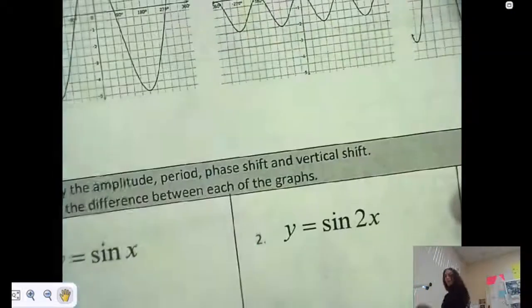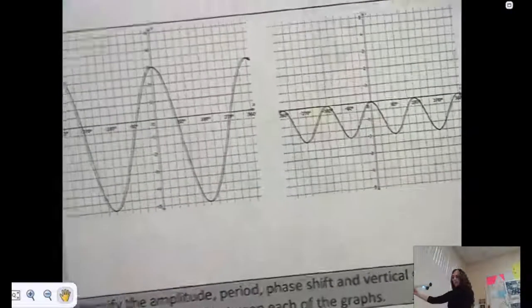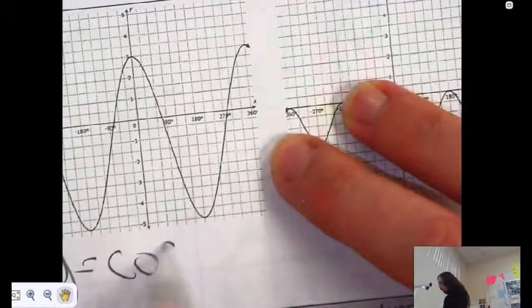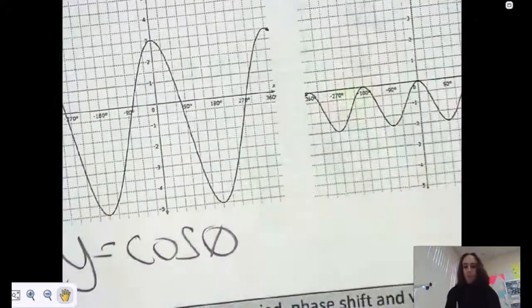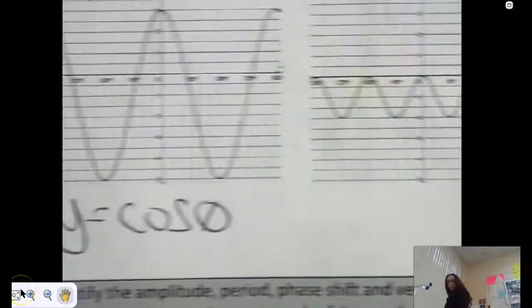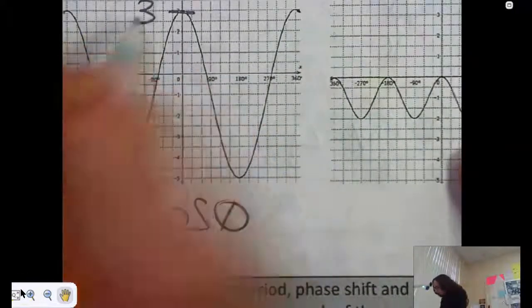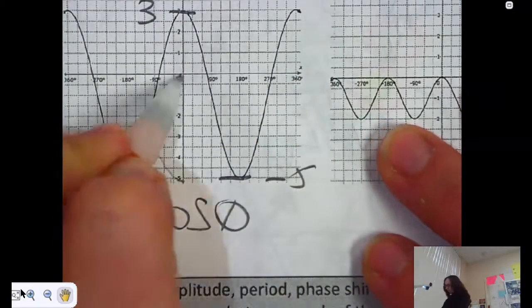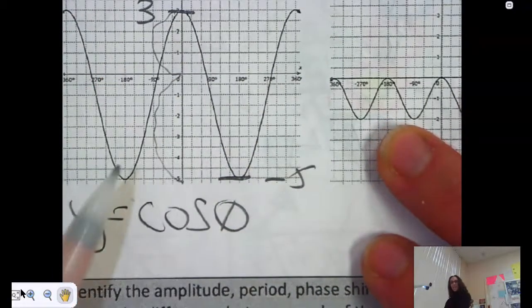Let's try another one. Let's look here. So y equals, it looks like it's degrees. I'm going to pause it real quick. I need to get my glasses. So I look here, the top is at 3, but the bottom is at -5. That means that's a distance of 5 plus 3, which is 8.